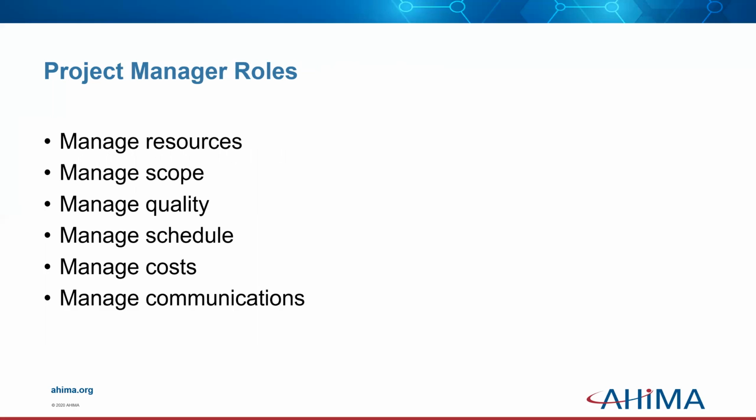So project managers serve multiple roles in the project and are responsible for leading the project to successful completion. Since project management involves the planning, organization, directing, and controlling of the organization's resources to achieve the project's objectives, the project manager takes on many responsibilities. These responsibilities can be summarized into these 6 basic functions that we have listed here, and that is to manage resources, to manage the scope, quality, schedule, costs, and communications.